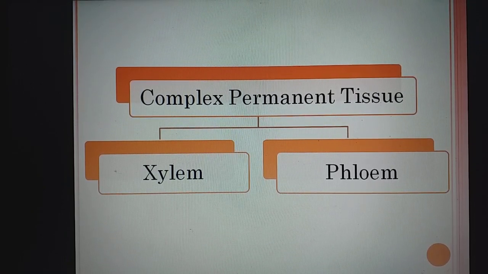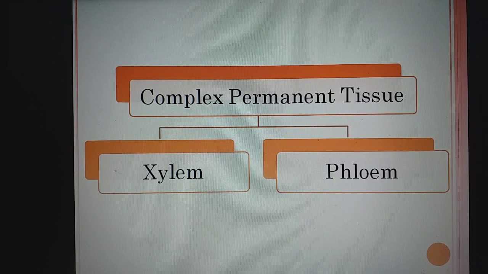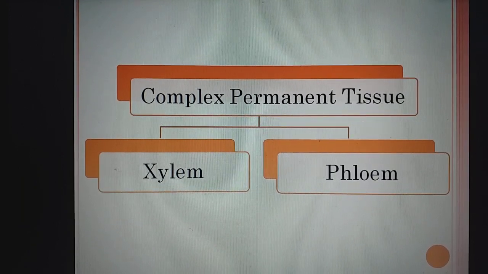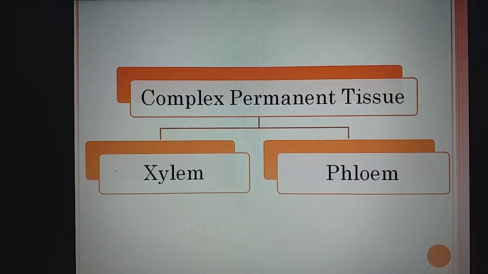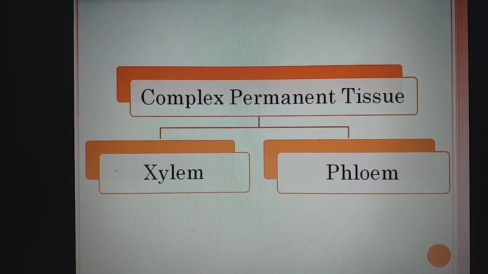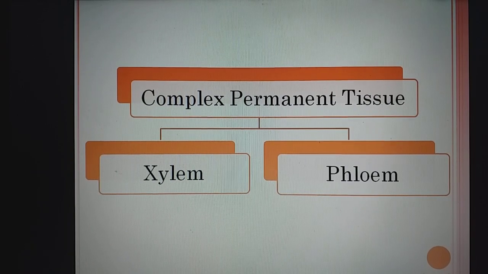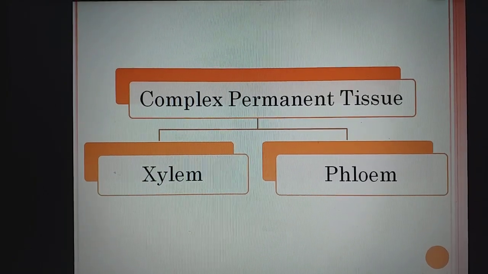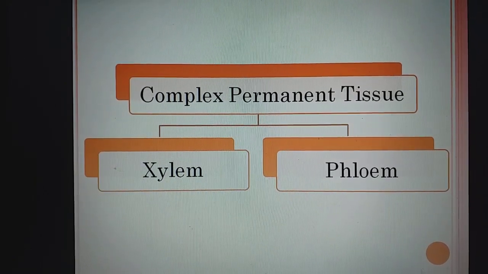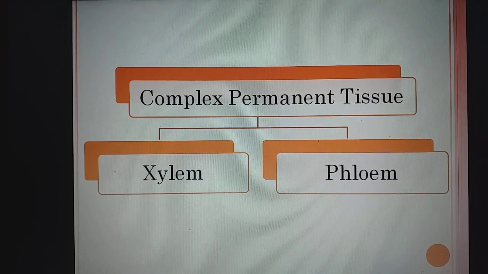Xylem, you must have studied in earlier classes. Xylem helps to conduct water and minerals from the root to the different parts of the plant. It is made up of four elements: tracheids, vessels, xylem parenchyma and xylem fiber. Among these four, three are dead: tracheids, vessels and xylem fiber. Only the living part is xylem parenchyma.